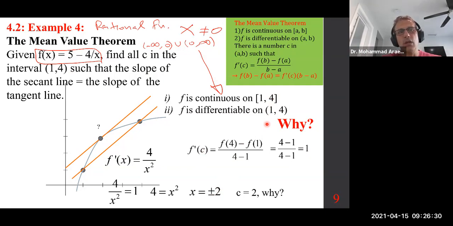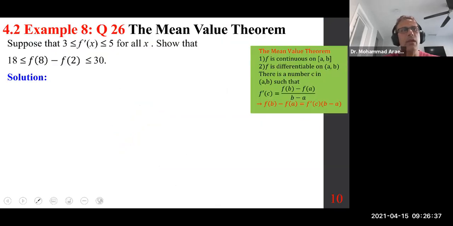Let's look at one more example involving this idea of Rolle's theorem, the mean value theorem. Suppose f prime is between these two numbers for all x. So right away, the fact that f prime is between these two numbers means the function is differentiable everywhere. And if it's differentiable, therefore it's continuous. So right away, with the mean value theorem, the first hypothesis is intact because of this. This statement says the function has a derivative always.